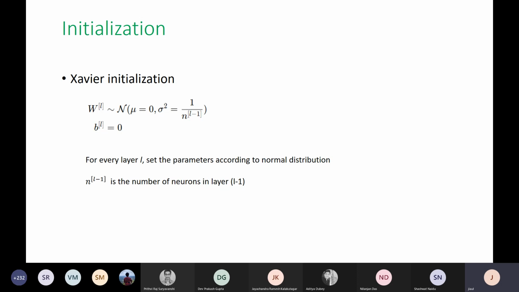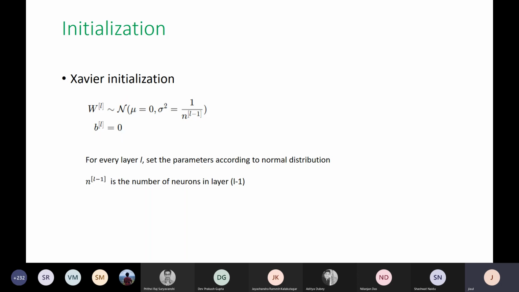But quickly, Xavier initialization is a layer-wise initialization. So W^L, this is shorthand I'm denoting, means the weight parameters associated with layer L to layer L plus 1, all the weights. And b^L is basically the biases of a particular layer. The biases are all set to 0, and the weights are drawn from a normal distribution, the Gaussian distribution. For a normal distribution, you have two things: the mean and the variance. The mean will be 0.